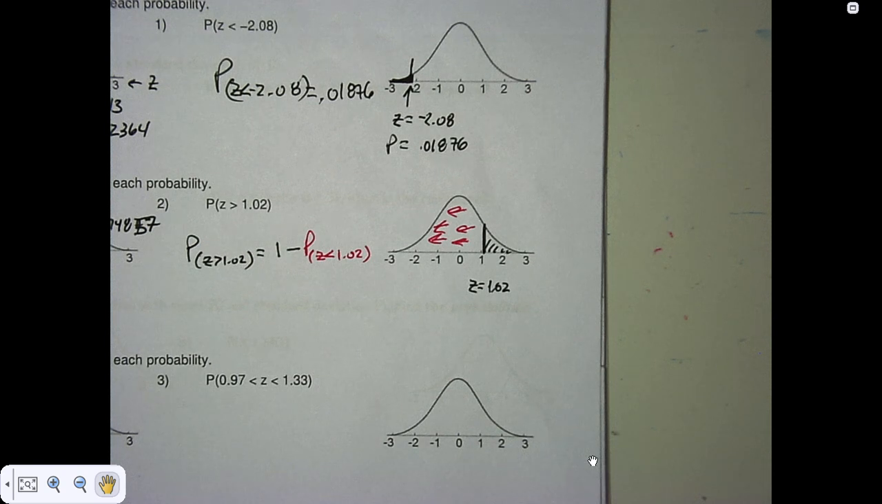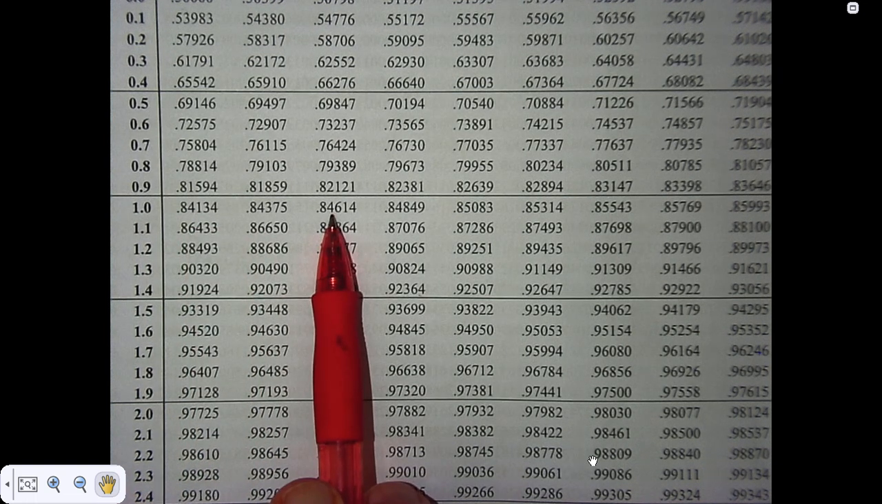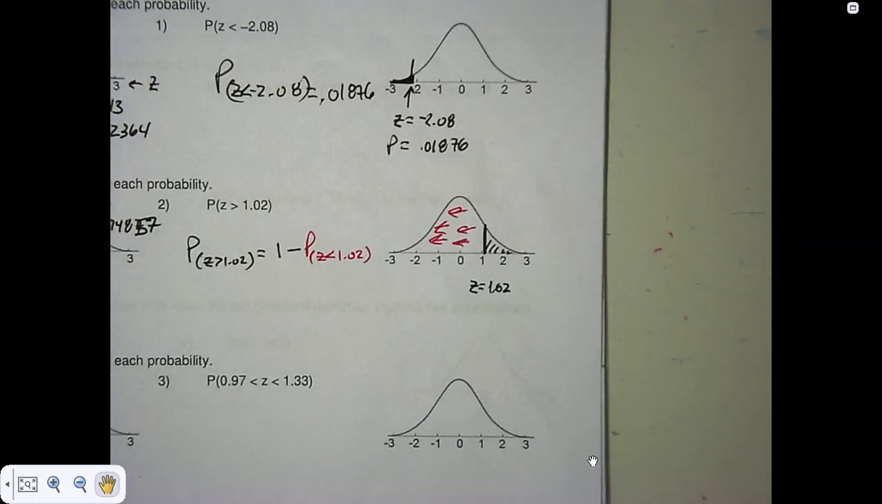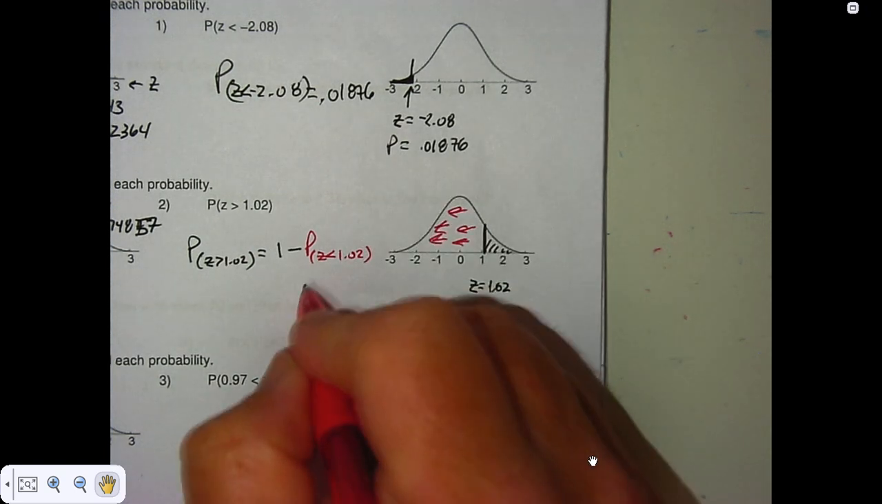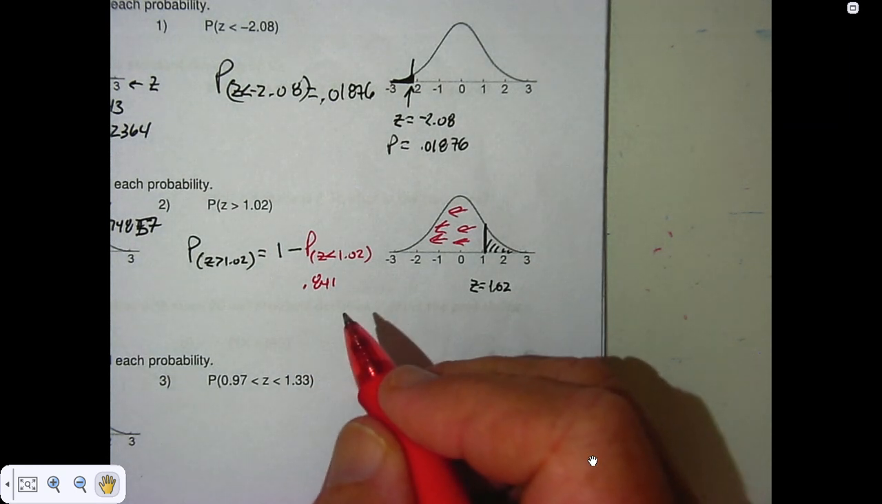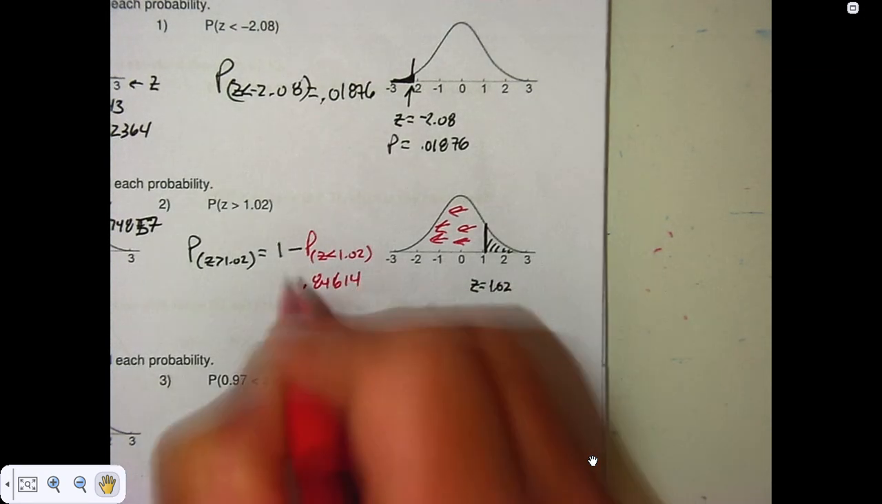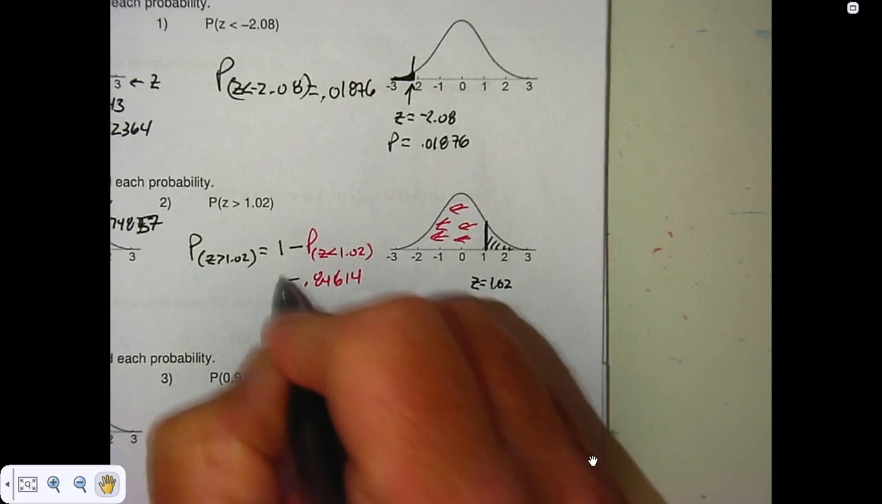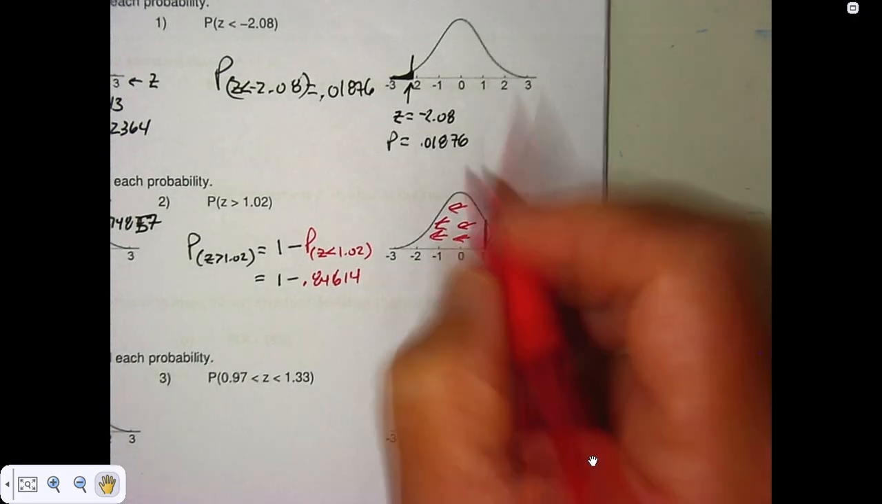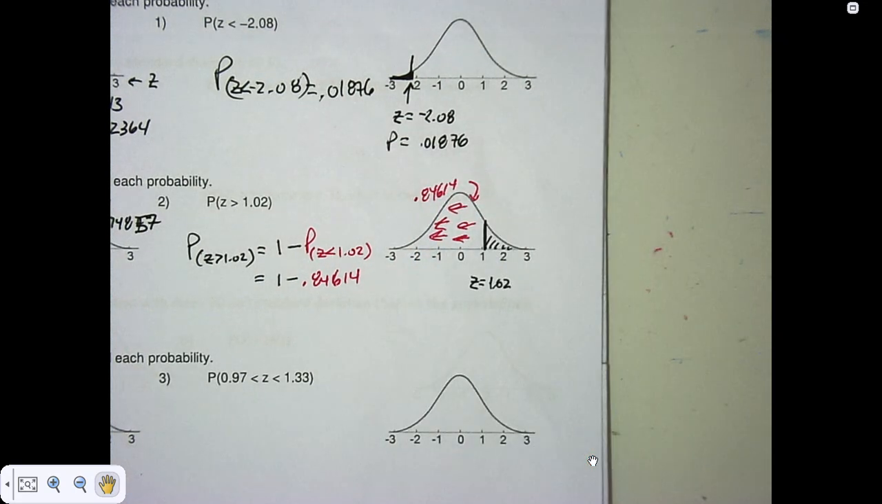Look on the table at the positive z-scores. 1.0 is here, and the value for 1.02 is 0.84614. That is it, 0.84614. And if you look at that curve, it should make sense.